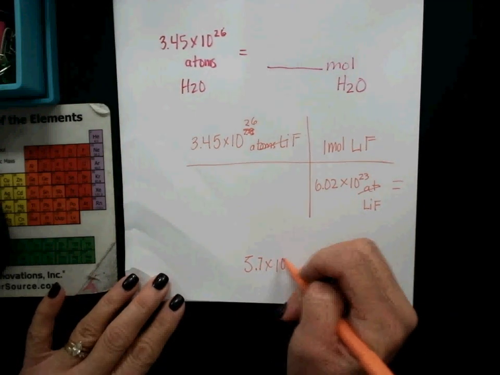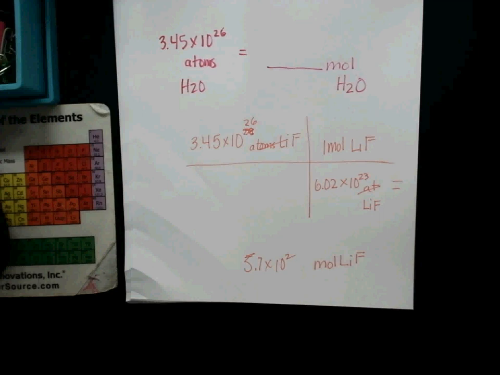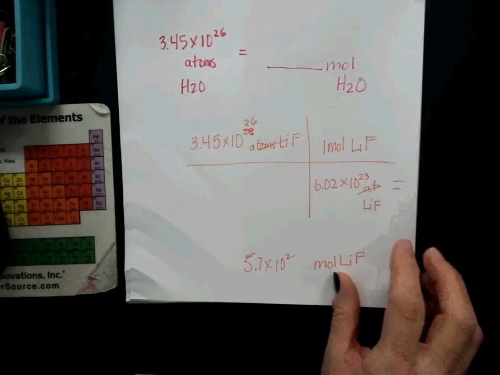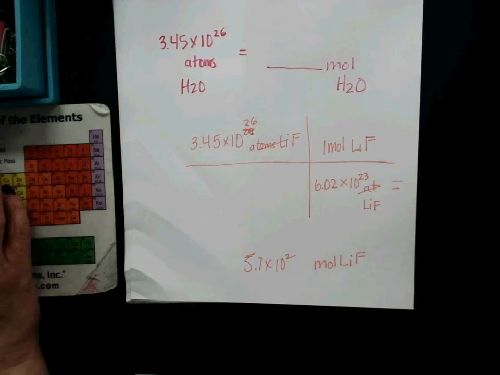What'd you get for an answer? 5.7 times 10 to the second is correct. Be sure you get that. Have a lovely day. We're going to start with that tomorrow. Work through some, and then we'll learn the 3-step rule.